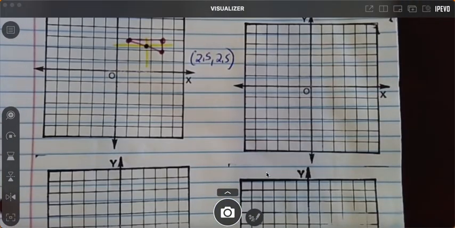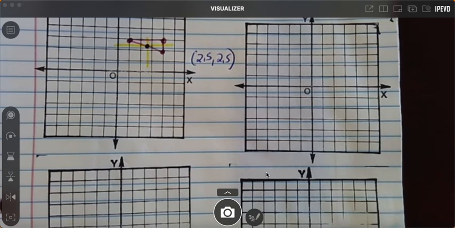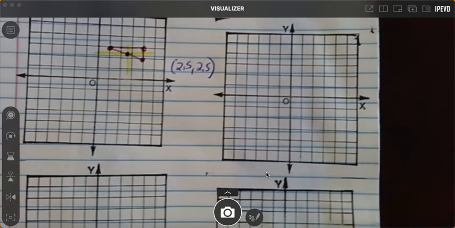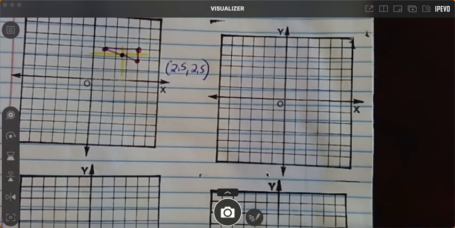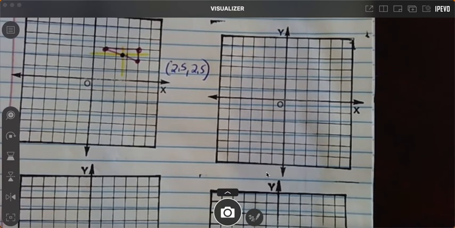Are we liking this? I don't really know. I don't like drawing the lines in them. Yeah, well, that's part of it. That's how you find it. I know, obviously.